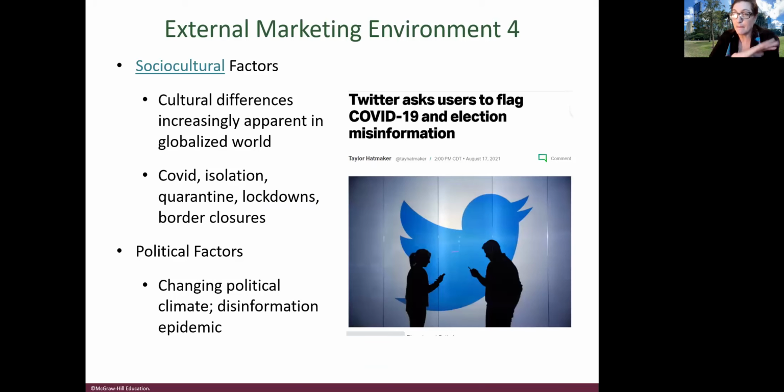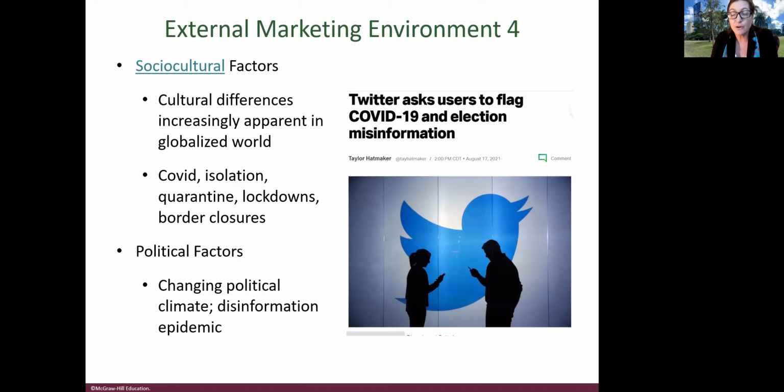Sociocultural factors in the macro environment. We've got an increasingly globalized world. Well, we did have until COVID came along and shut down global supply chains and international travel, international tourism, for example. Instead, now we are dealing with isolation, quarantine, lockdowns, border closures.